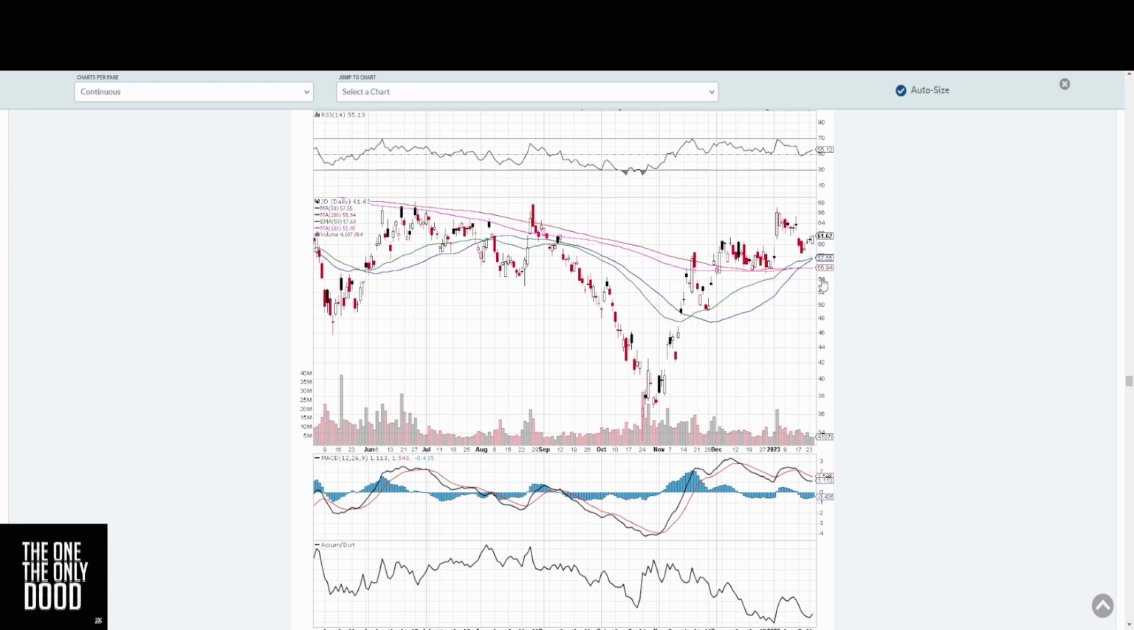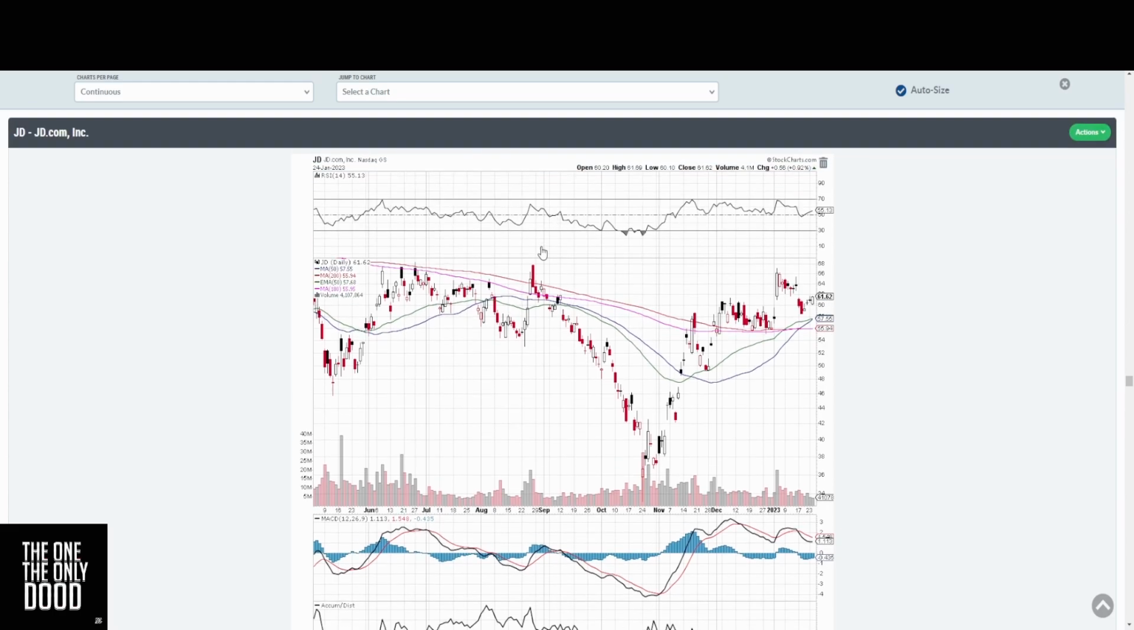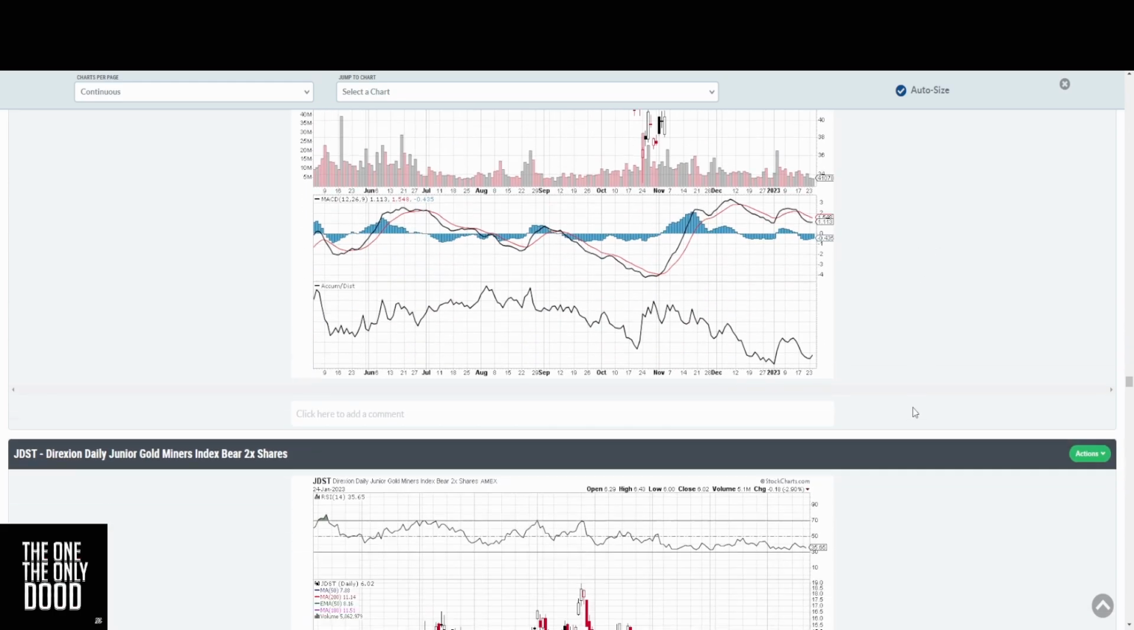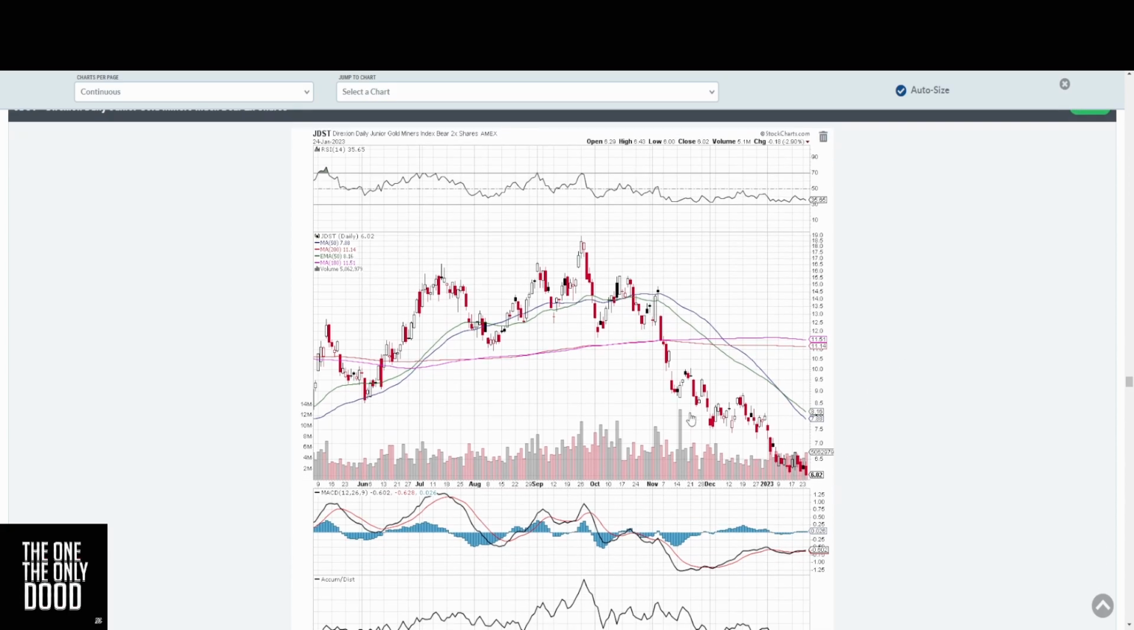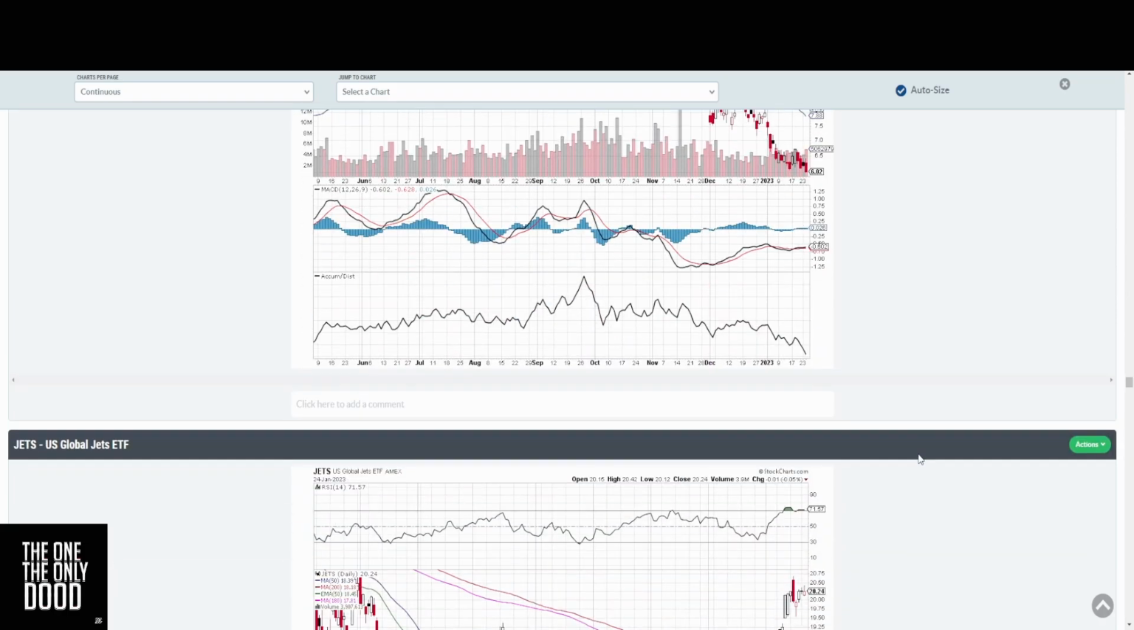You can do the same thing here. You can long JD once it hits this green moving average. It would be at double resistance. JDST looks bullish too, but not just yet. You want to wait for it to at least hit a trend line.